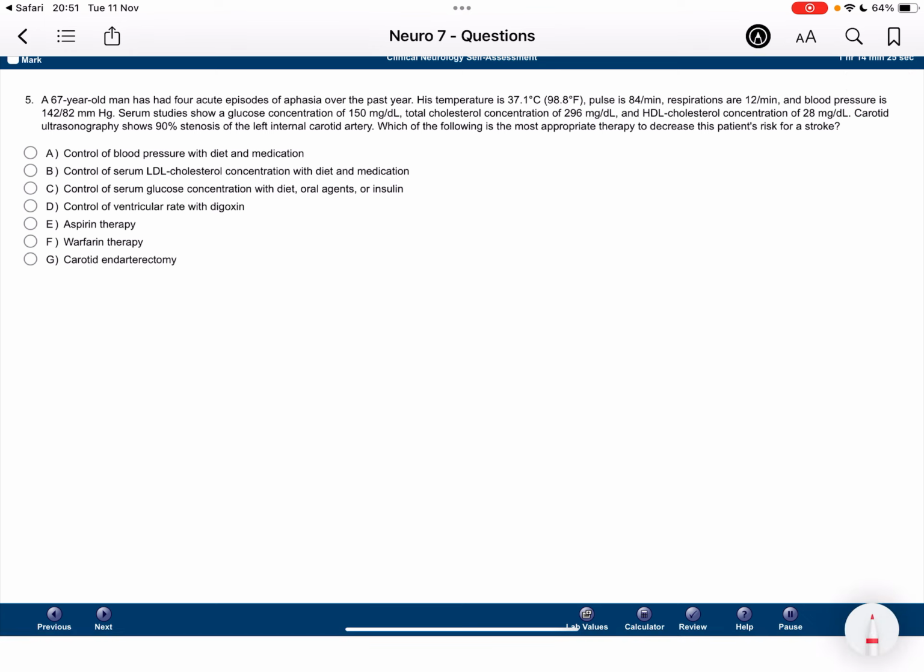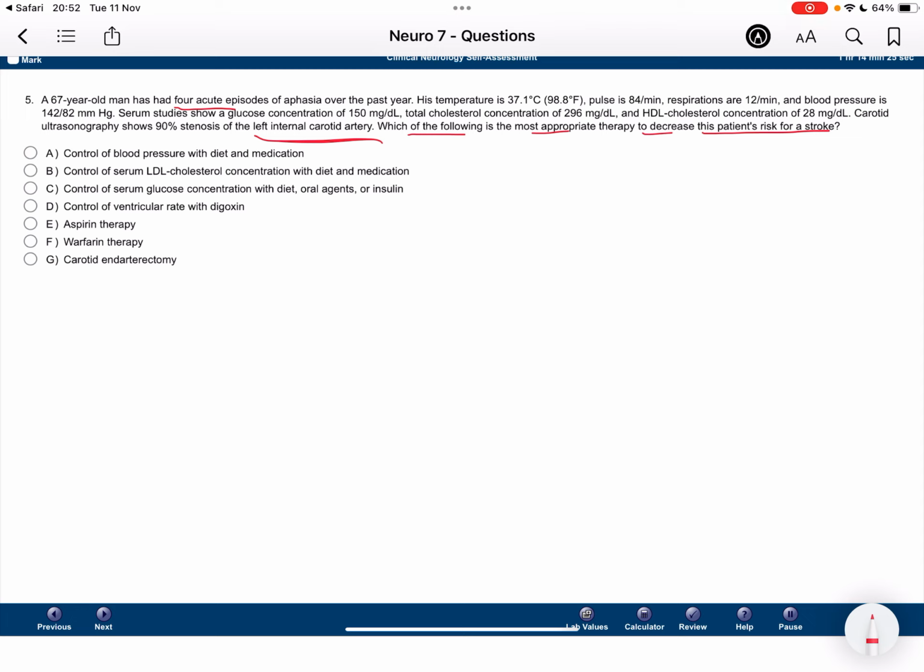The examiner wants you to talk about which of the following is the most appropriate therapy to decrease the patient's risk for a stroke. Very common question, usually asked, please. A 67-year-old man has 4 acute episodes of aphasia over the past year. His temperature is 37, pulse is 84, respirations are 12, blood pressure is 142. Serum study shows a glucose concentration of 150, total cholesterol of 296, HDL cholesterol of 28, and carotid ultrasonography shows 90% stenosis of the internal carotid artery on the left side. And he had 4 episodes of aphasia.